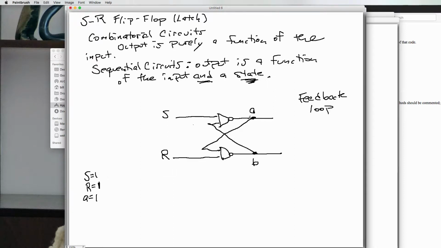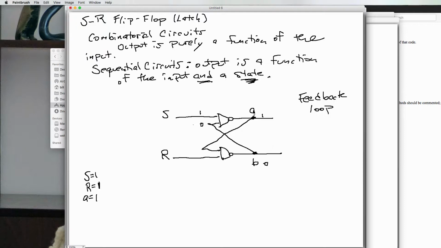Okay? Now, if A is equal to 1, then there's a 1 going in here, and there's a 1 going in here. It's going into a NAND gate. So that means that B would become 0. And then a 0 is coming in here, and I've got a 0 and a 1 coming in here. And a 0 and 1 going into a NAND gate is going to have a 1 coming out of here.